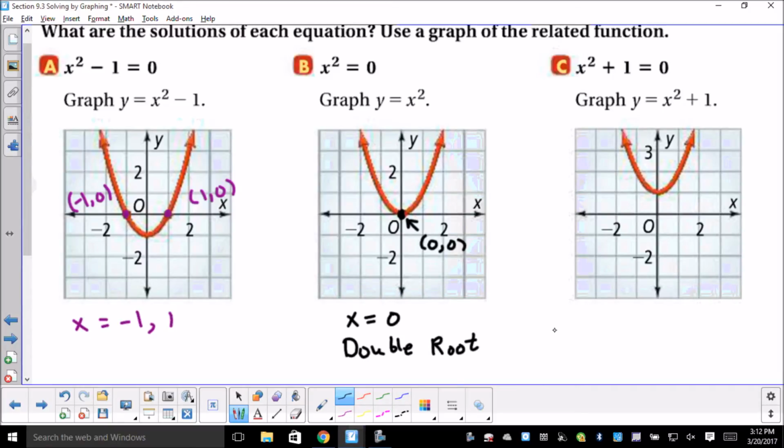Now this last one, I'm looking to see where this graph crosses the x-axis. Let me highlight that a little bit. So the x-axis is right here. And this parabola doesn't cross anywhere. So when that happens, we say no solution.